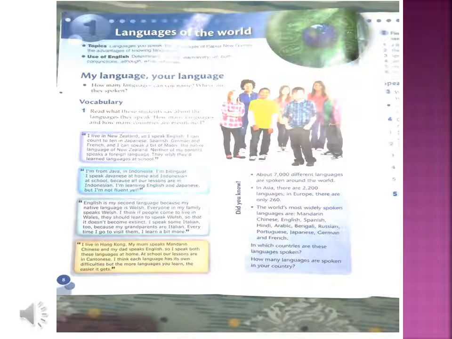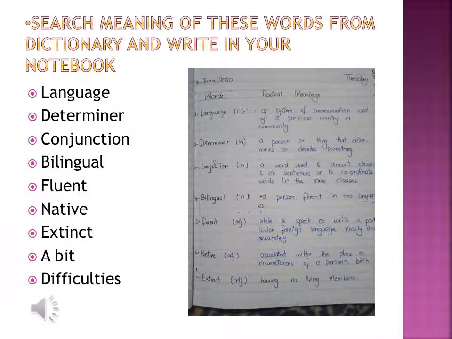Dear student, open your book page no 8 and read this page very carefully. Actually, in this page some students of different countries are talking about their native languages and other languages they can speak fluently. Dear students, read it, you'll enjoy, and after reading you'll be able to do exercise related to this topic. Dear student, you have read these difficult words. Page no 8, language, determiner, conjunction, bilingual, fluent, native, extinct. A bit difficult. Now you have to find the meanings of these words from your Oxford Dictionary and write in your notebook.